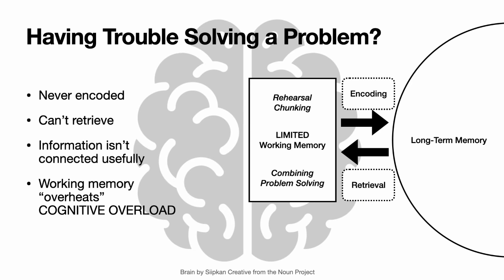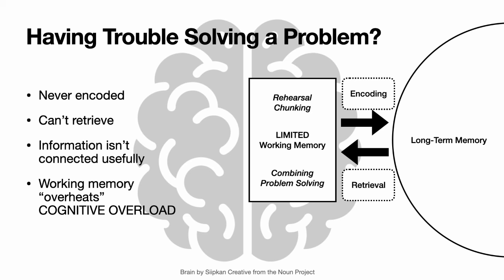So if you're having trouble solving a complex problem or doing something complicated, it's possible that you never encoded the relevant information in the first place. So your breakdown could be there in the encoding. It's possible that you did encode it, but then you can't retrieve it. So your breakdown can't be in the encoding, it's going to be in the retrieval.